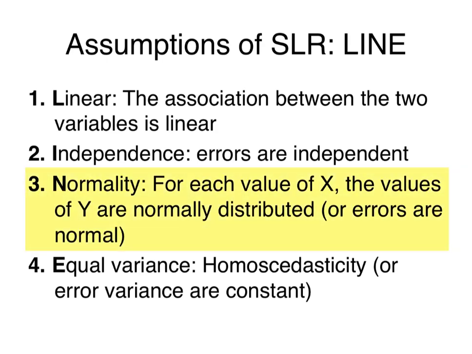The third is normality. So for each value of x along the regression line, the values of y are normally distributed. This means that the errors are normally distributed. And finally, the equal variance or homoscedasticity assumption, which means the error variance is constant. In other words, the variation around the regression line is approximately the same at each point along the line.